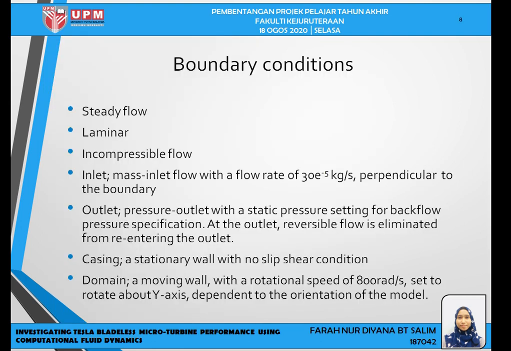Okay, next. So my boundary conditions will be steady, laminar, incompressible flow, and I'll be having a mass flow inlet with a flow rate of 30 times 10 to the power of minus 5 kilograms per second, introduced perpendicular to the boundary. Then a pressure outlet with a static pressure setting, and reversed flow is eliminated from re-entering the outlet. My casing is a stationary wall with a no-slip shear condition, and my domain is a moving wall with a rotational speed of 800 radians per second.